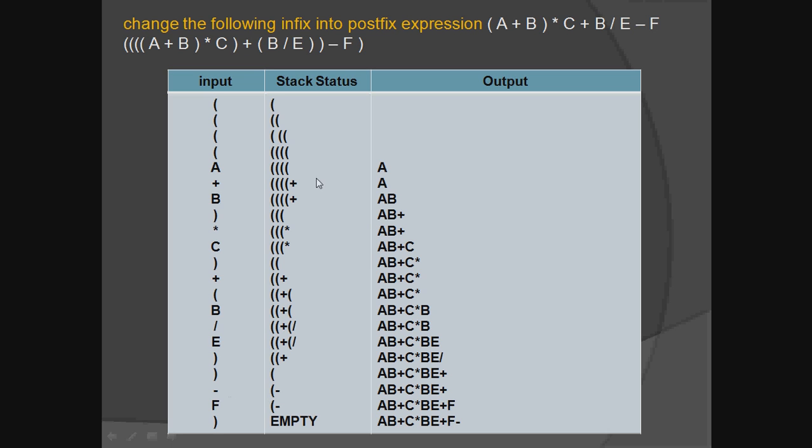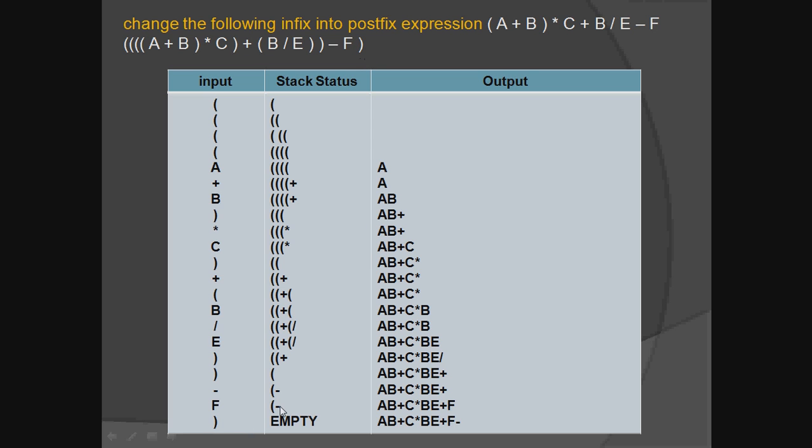So now the minus symbol, the leftmost parenthesis is still there inside the stack, right? So now the minus symbol is read and then it is pushed into the stack. Now in the output we also have the same result. Then f is read, and f is pushed to the output. So now we encounter the last right parenthesis.